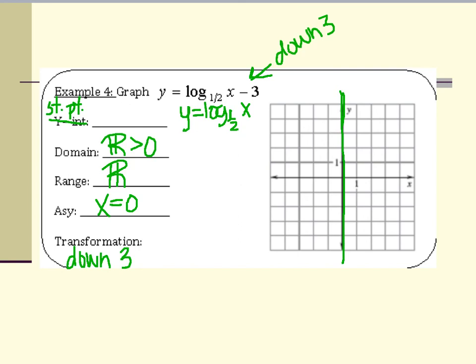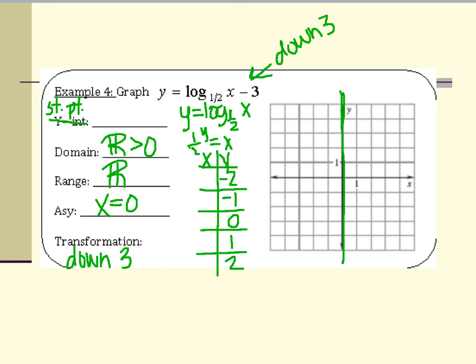So this is really 1/2 to the y power equals x. That's what I want to make a table for. That's the exponential form. So x, y in my table. I'm going to use -2 for my y, -1 for my y, 0, 1, and 2 for my y value. So 1/2 to the negative second power is 4. 1/2 to the negative first power is 2. 1/2 to the 0th power is 1. 1/2 to the first power is 1/2, and 1/2 squared is 1/4.